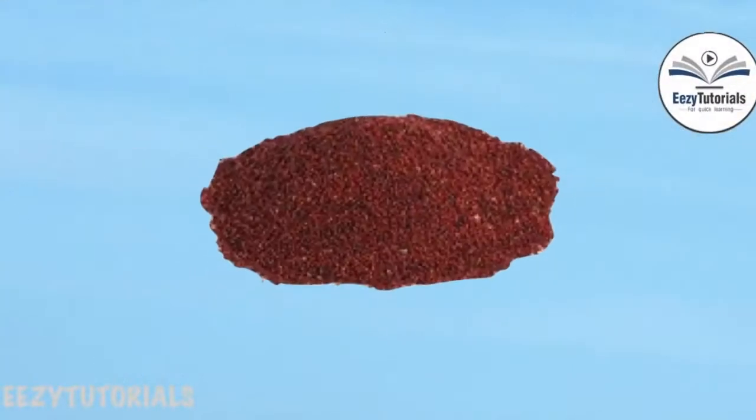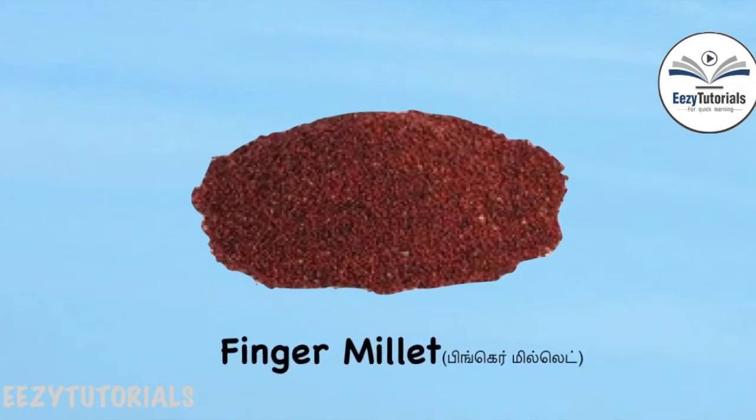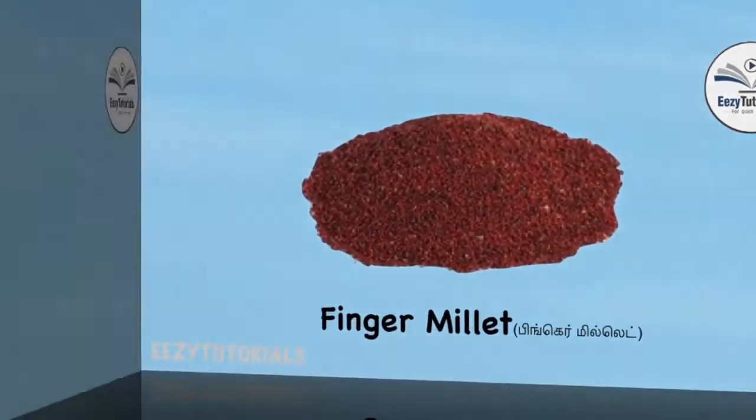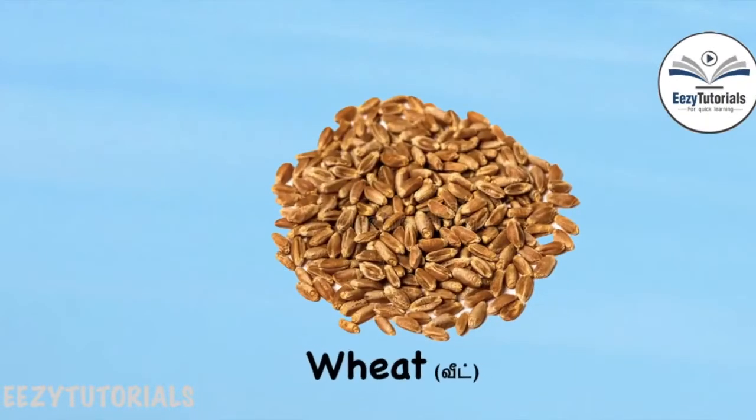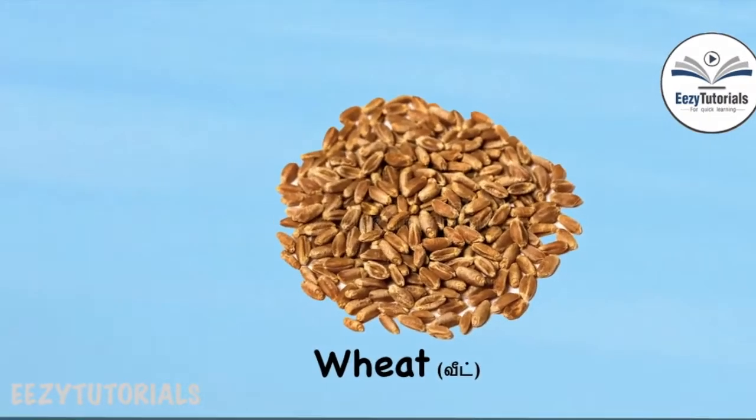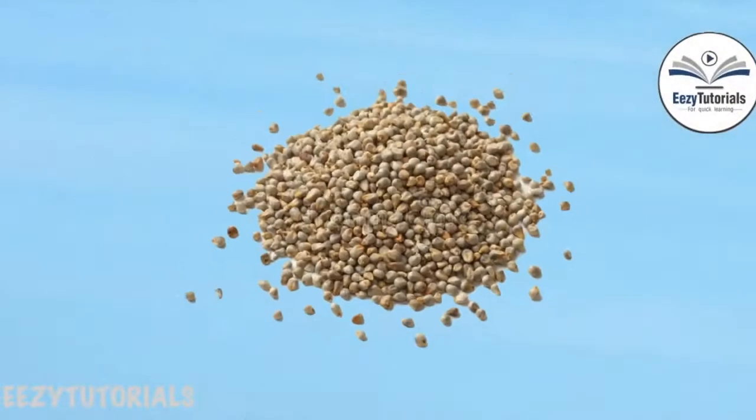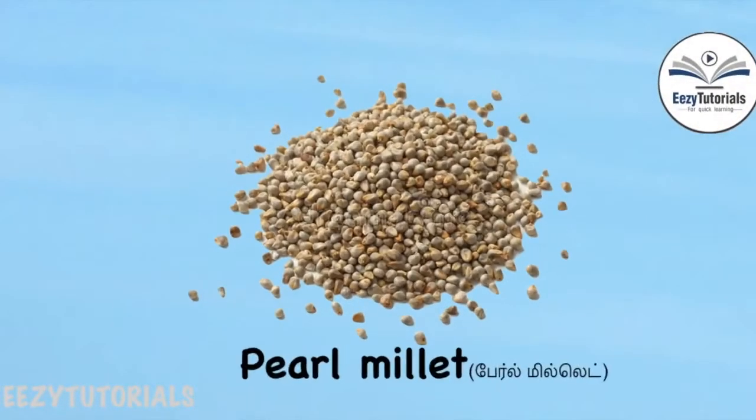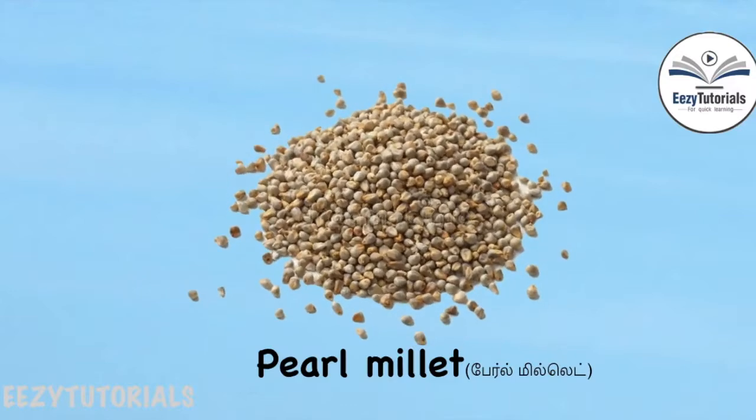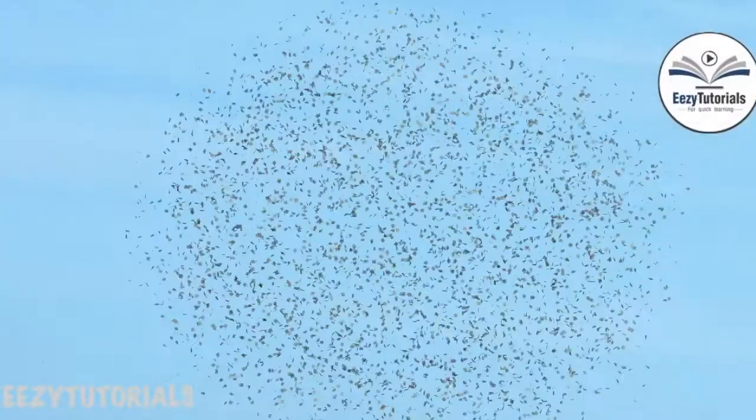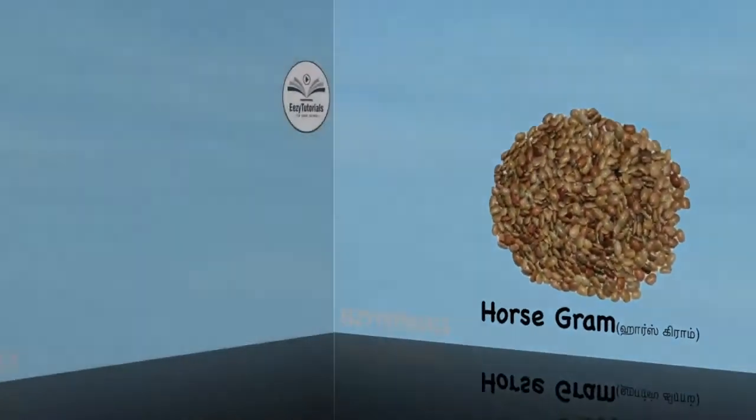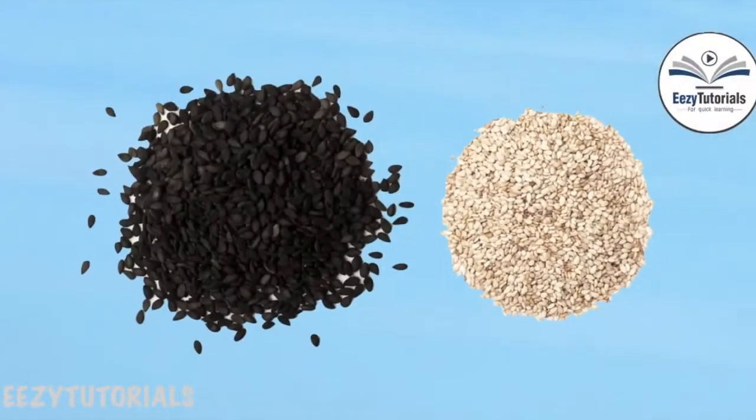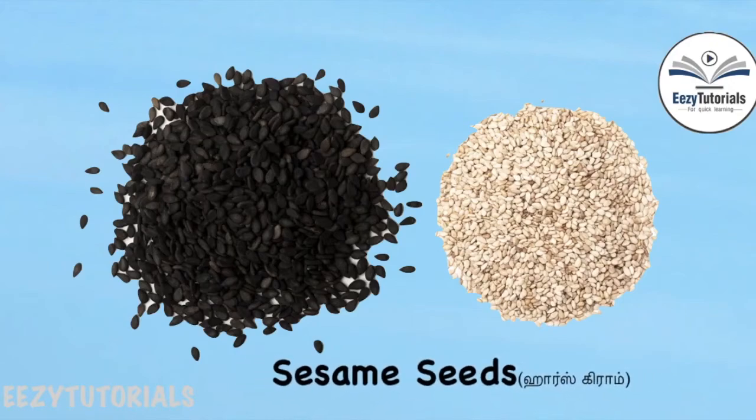Let us see some millets. This is Finger millet. These are grown in cold places. Wheat. This is Pearl millet. These small grains are Horse gram. What are these seeds? Sesame seeds.